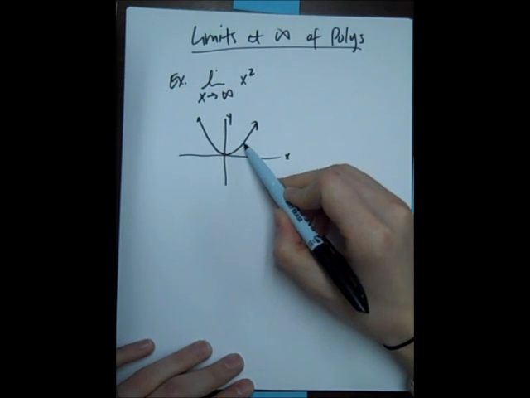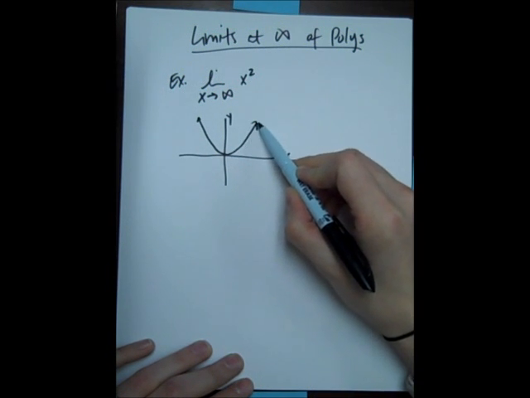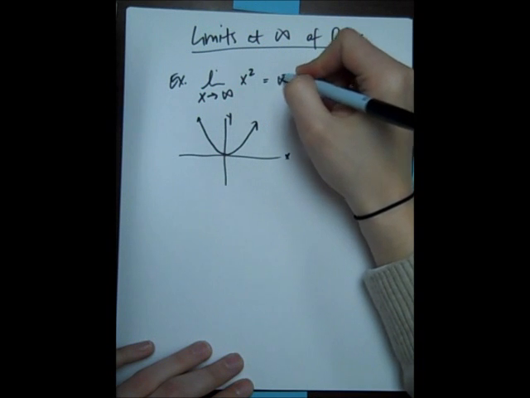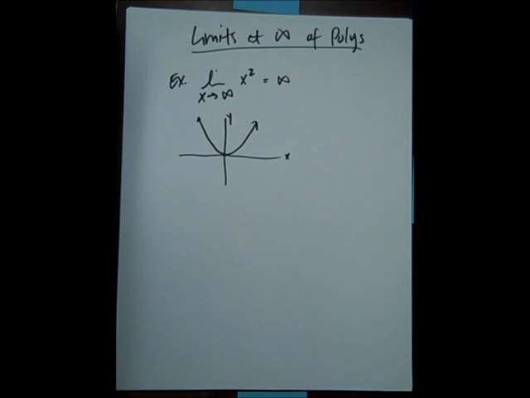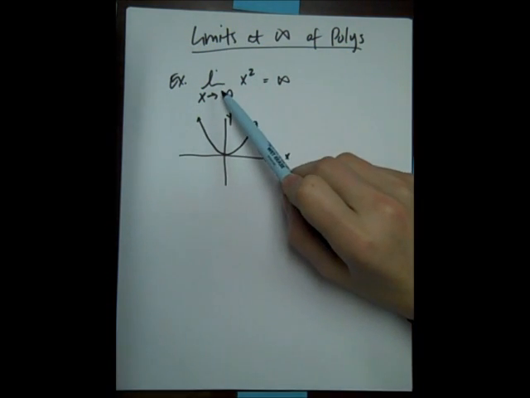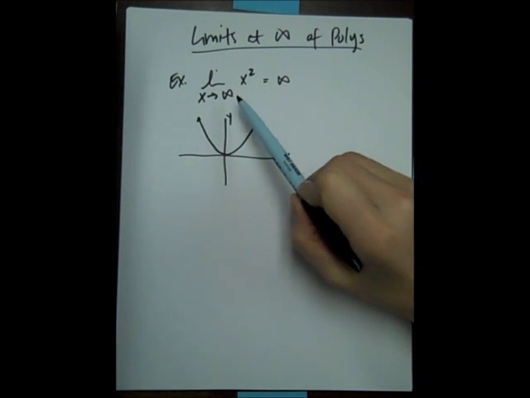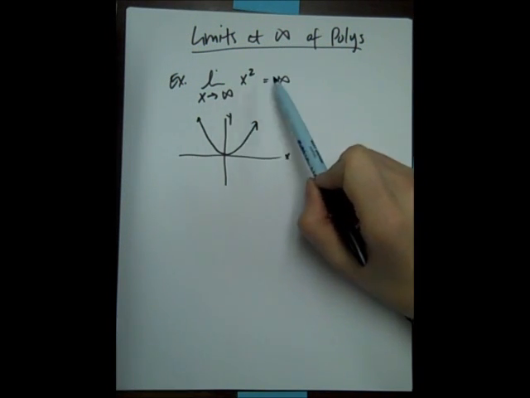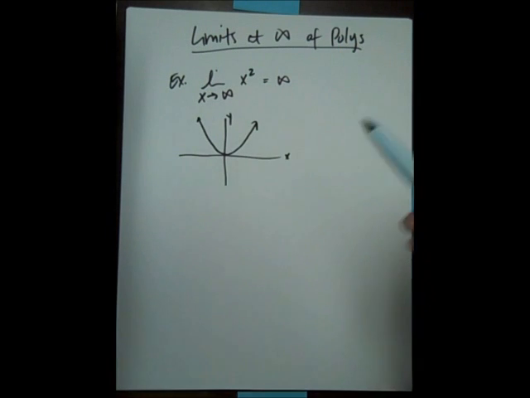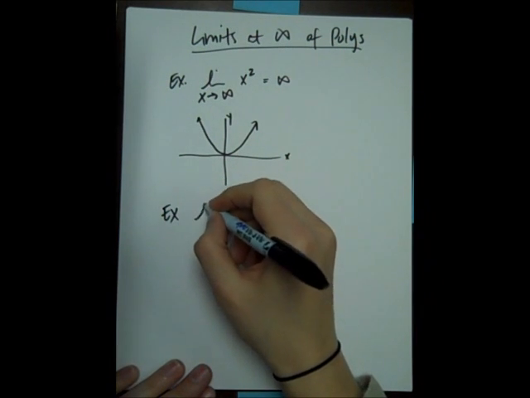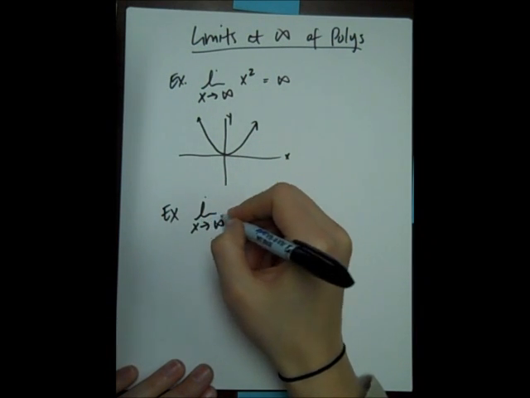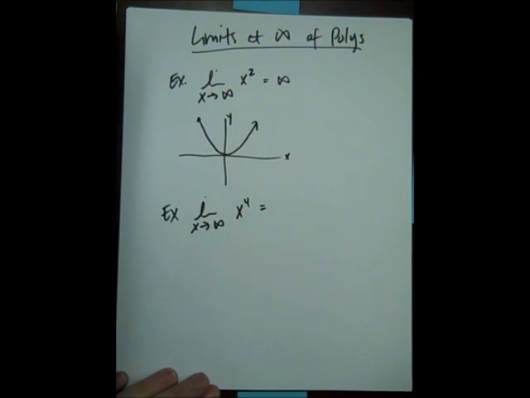As my x grows larger and larger, what are my y values doing? They're also growing larger and larger, so I can say this is equal to infinity. So you can absolutely have a limit at infinity equal to infinity. This just says as x grows without bound, so does my function. Another example, what about the limit as x approaches infinity of x to the fourth?